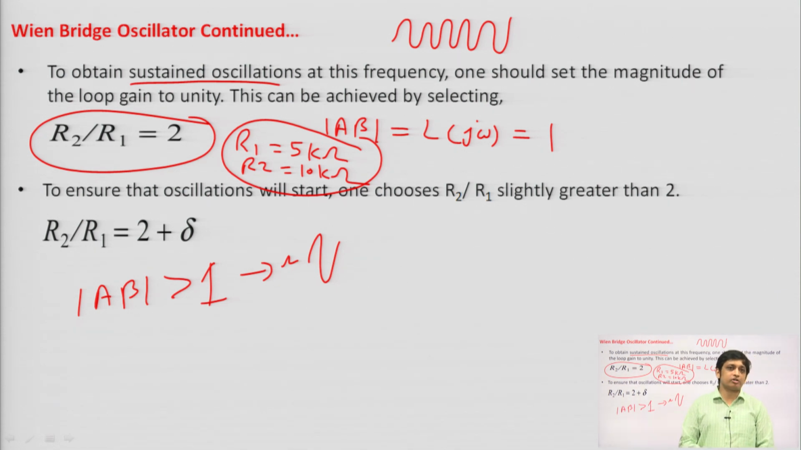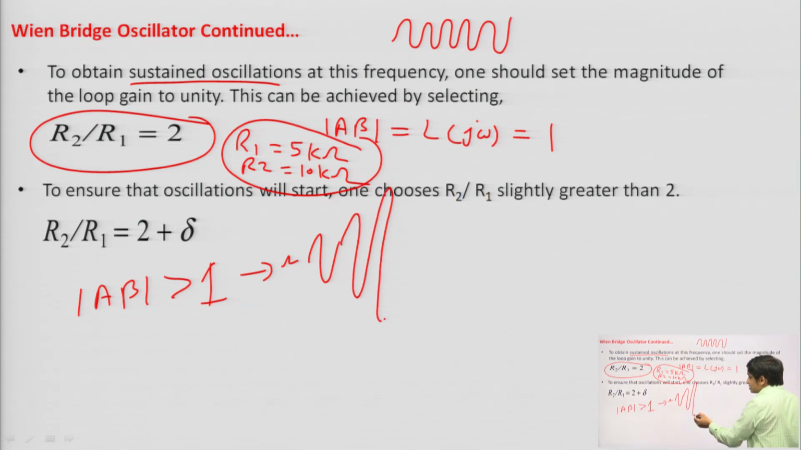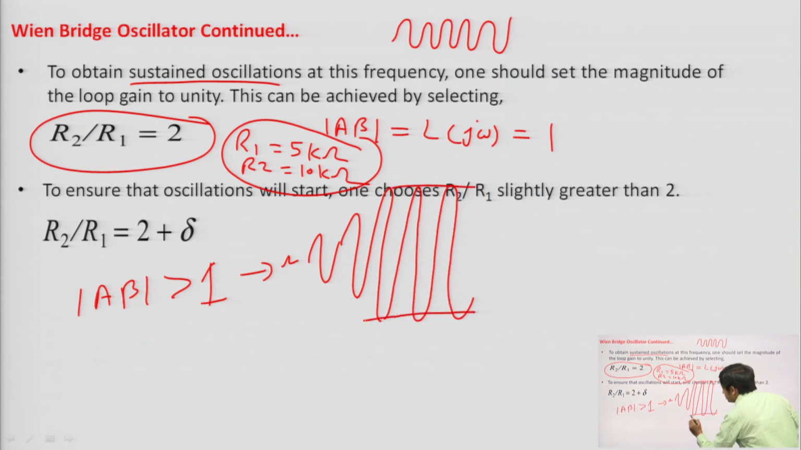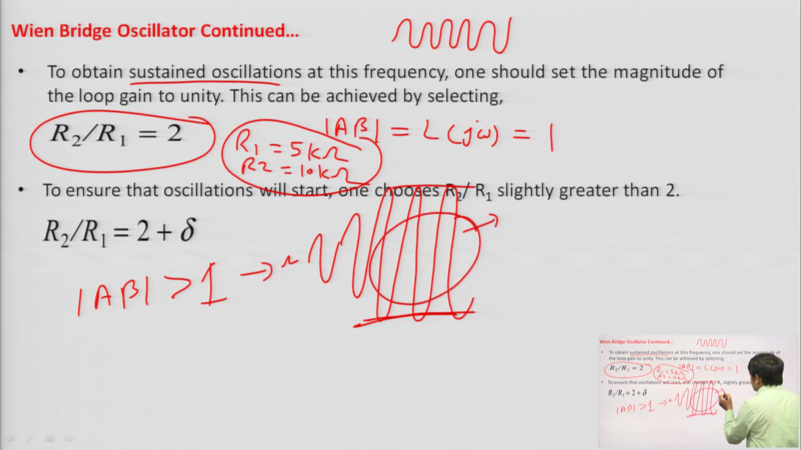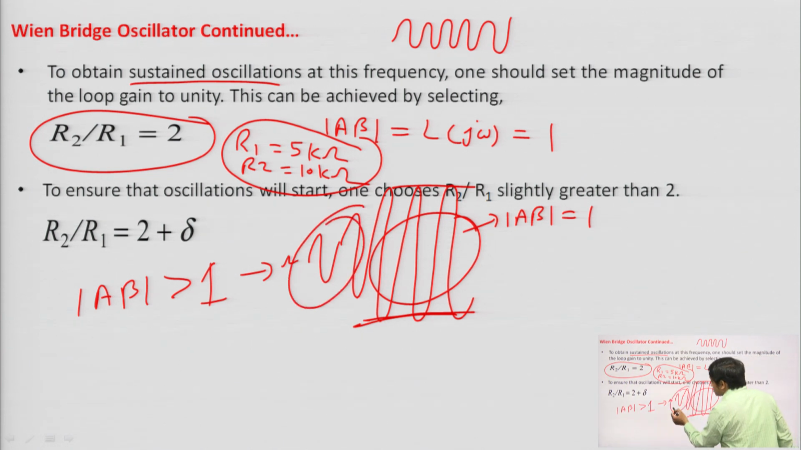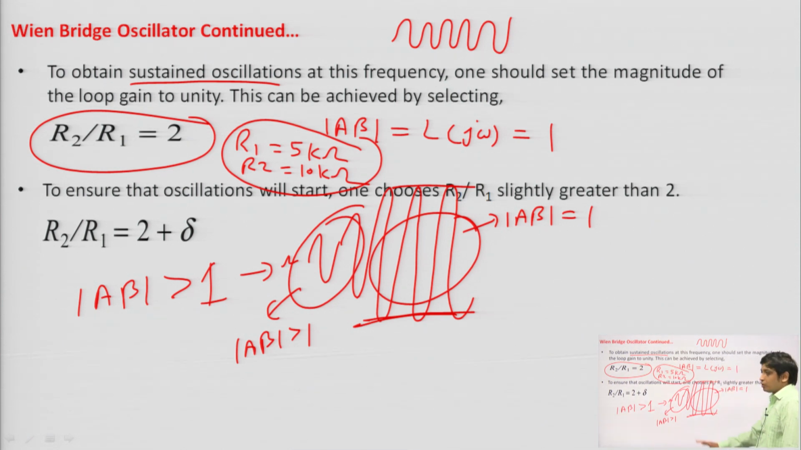The function of that limiter circuit is that initially your mod A beta is greater than 1, so the amplitude starts increasing. When it reaches the desired amplitude, then the limiter circuit will play its role. It will limit the amplitude. Once the amplitude is limited, your mod A beta obviously becomes equal to 1, and for a growing amplitude mod A beta will be greater than 1. So, both are important.